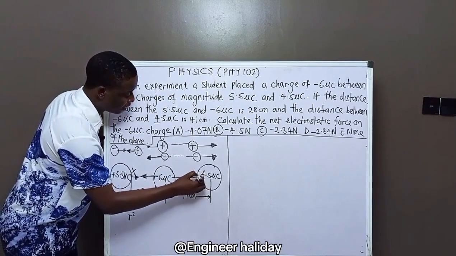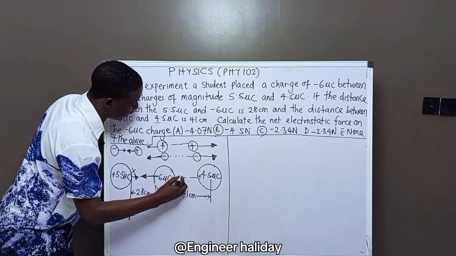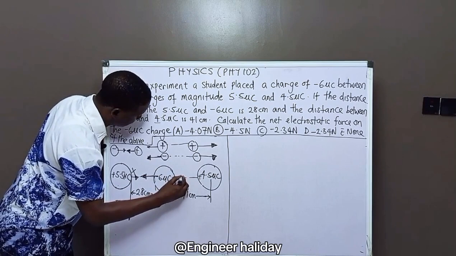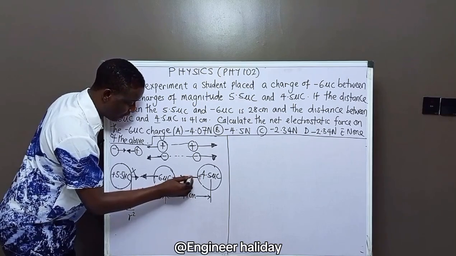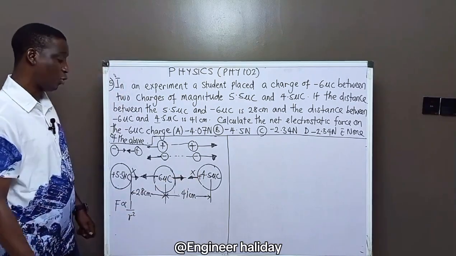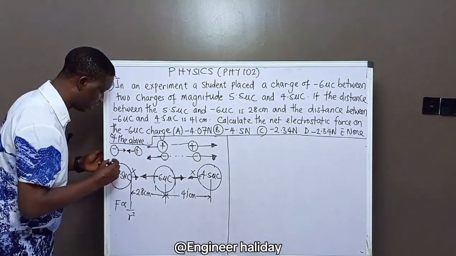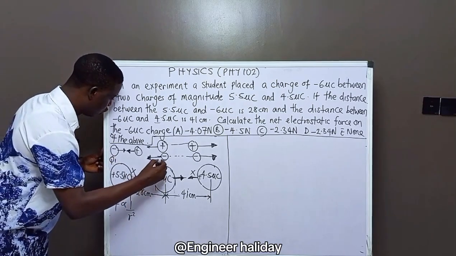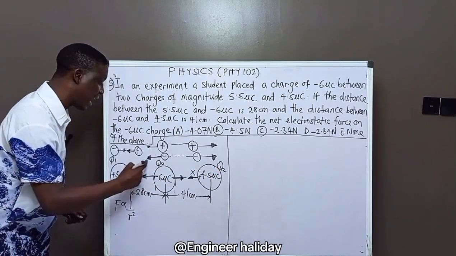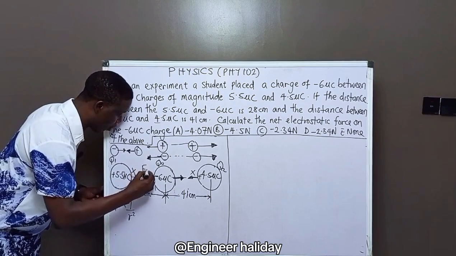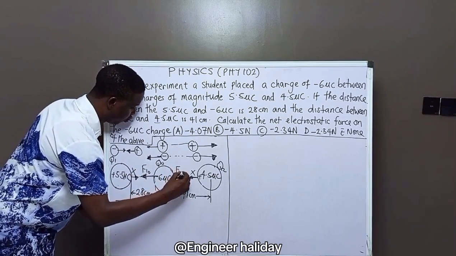Now this one is positive also, and this is negative. This positive will influence this negative charge to cause an attraction towards its direction. So this one will also attract, because like charges repel while unlike charges attract. But we are not interested in that one, so we cross it out. So for the forces we are interested in, let's call these charges Q1, Q0, and Q2. Between Q1 and Q0, let's call it F10. Between Q2 and Q0, let's call it F20.